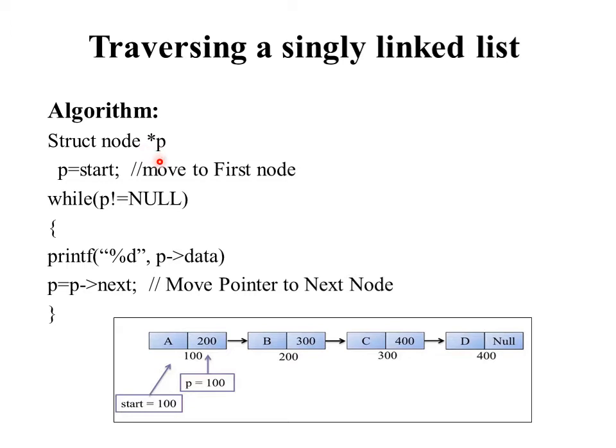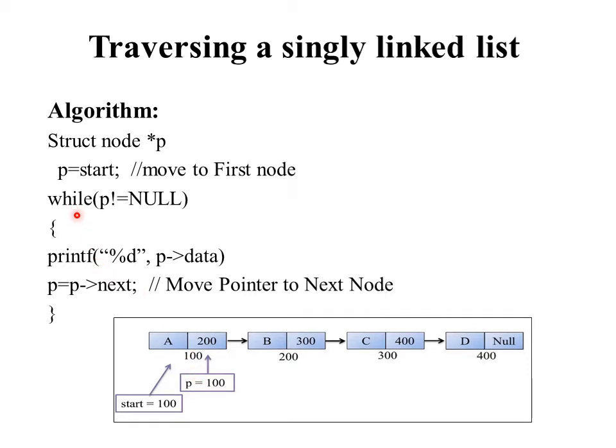Okay, so first, struct node pointer P. Here we use P as a pointer to traverse from one end to the other end. So here P is equal to start. Start contains the address of the first node, so now P also contains the address of the first node. Okay, so now P is pointing to the first node.